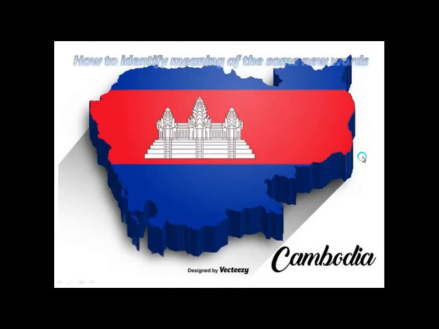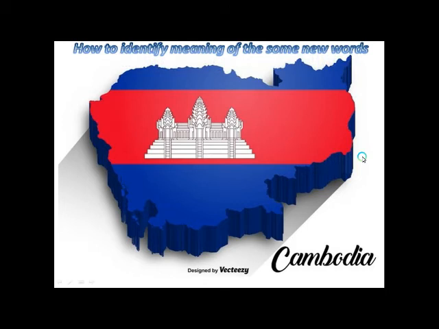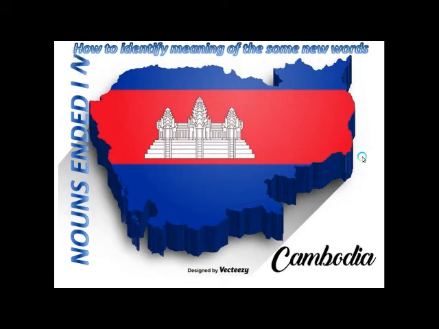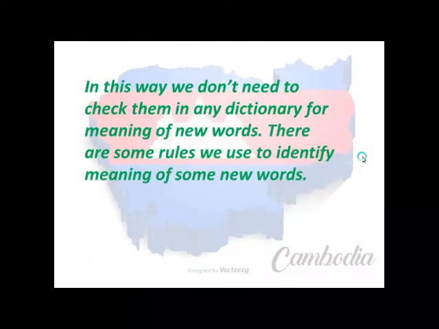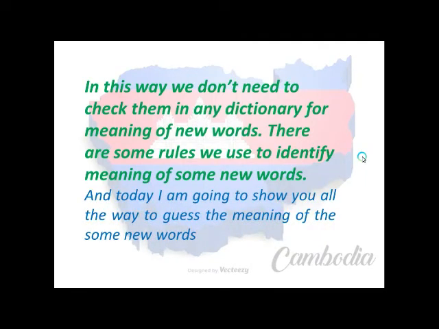Now look at this. How to identify meaning of some new words. Okay, noun ended in noun plus ly. Now look at this together. So in this way, we don't need to check them in any dictionary for the meaning of the new words. There are some rules we use to identify the meaning of some new words. And today I'm going to show you all the ways to guess the meaning of some new words.